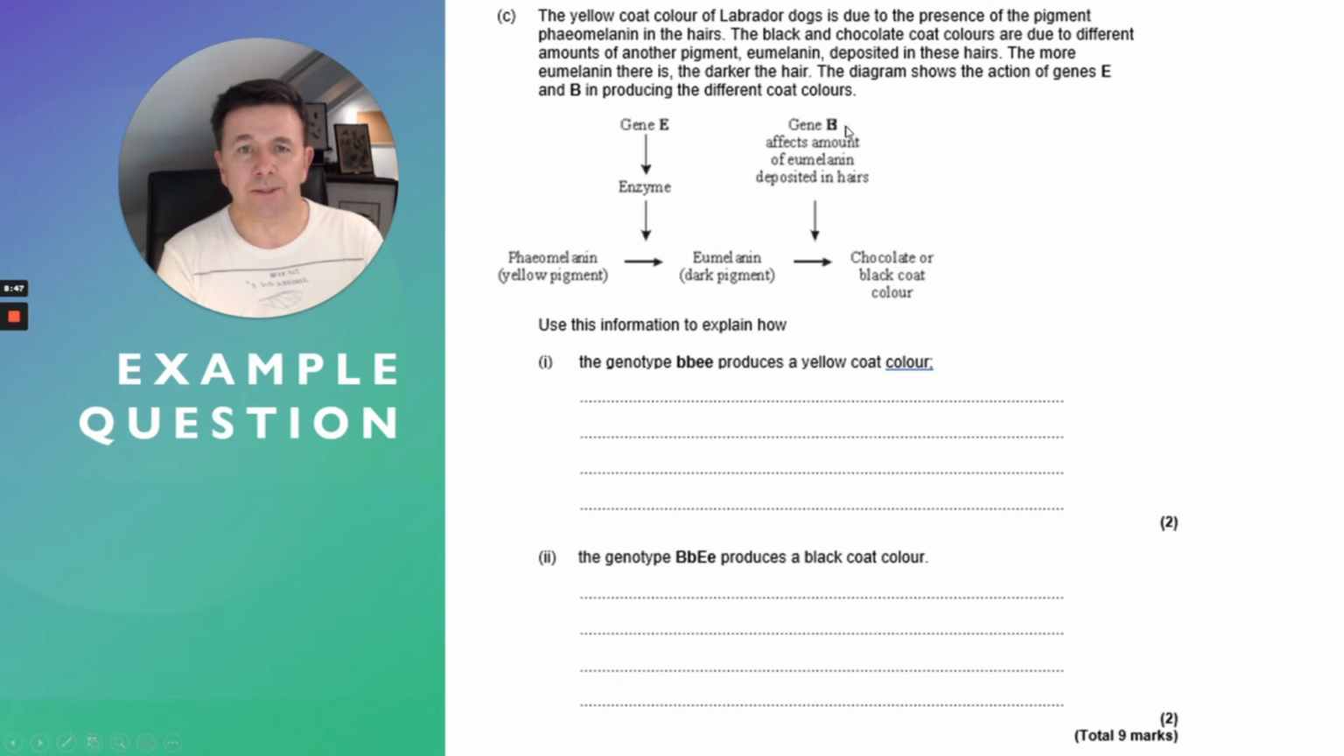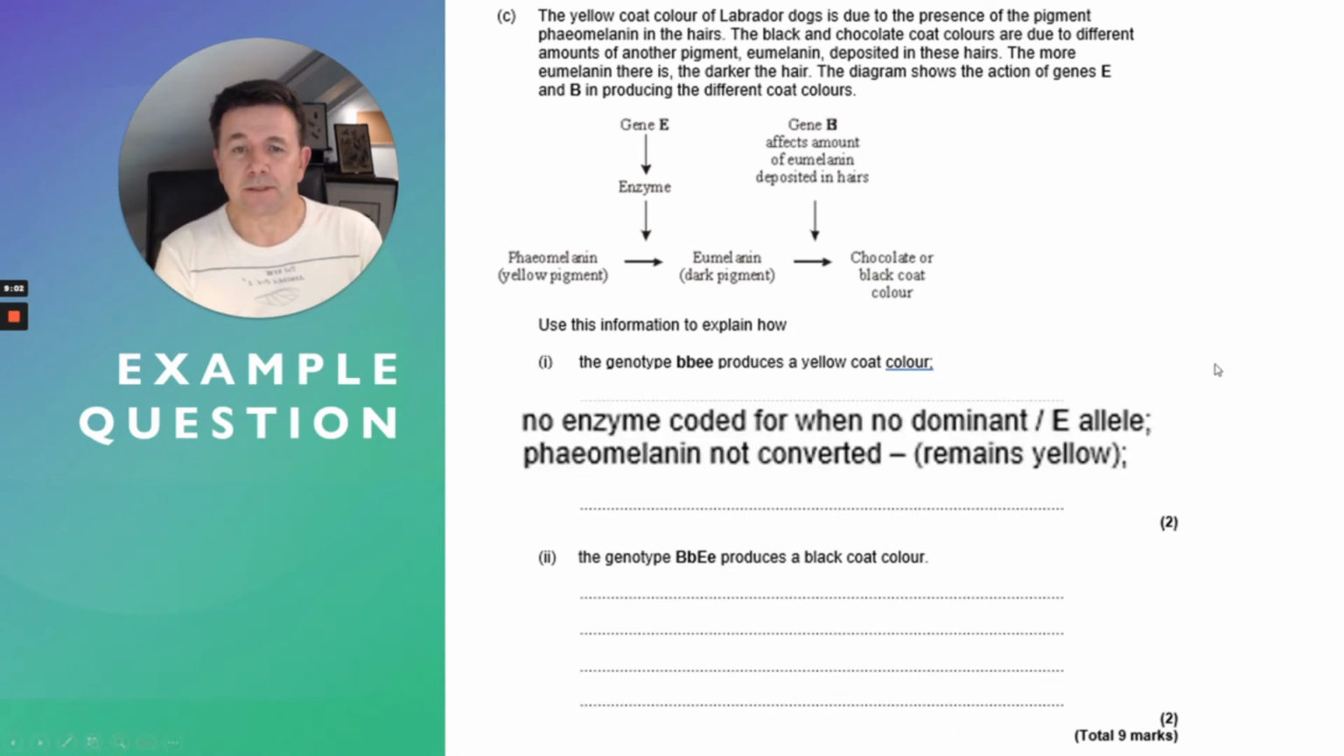So you've got to work out why it would be a yellow coat colour. Well, the clue is that you need a dominant allele to have a functional enzyme. So if it's a recessive allele, then it's going to be a non-functional enzyme. Therefore, no pigment will be deposited in the hairs. So no enzyme is coded for when there are no dominant E alleles. Or you could say pheomelanin is not converted, so it remains yellow.